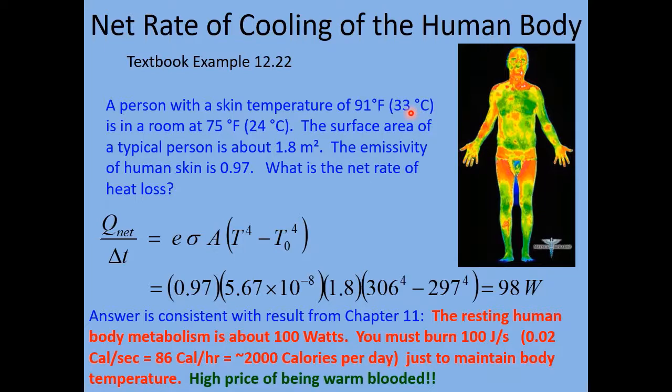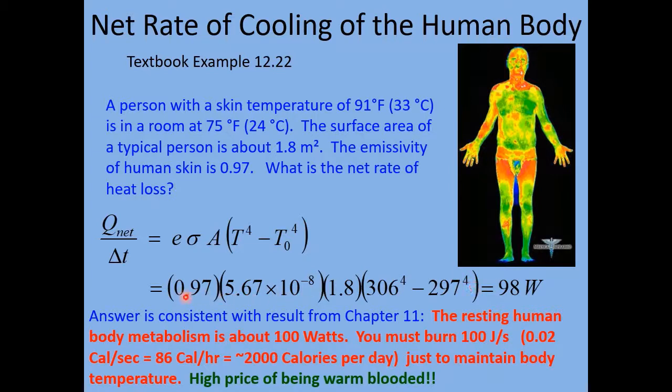If we add 273 to that to convert it to kelvins, we get 306. And remember, that has to be raised to the 4th power. The room is at 24 Celsius. Convert that to kelvins by adding 273, and you get 297. And remember, that also has to be raised to the 4th power.